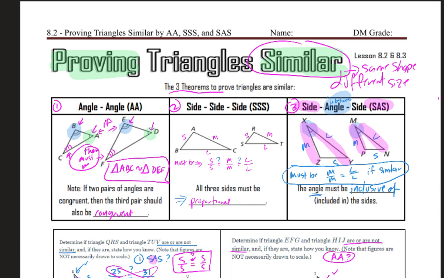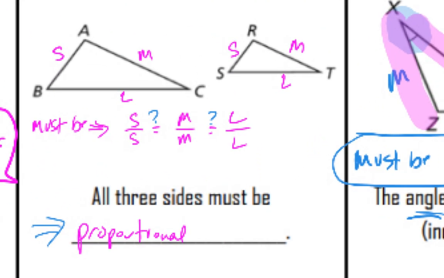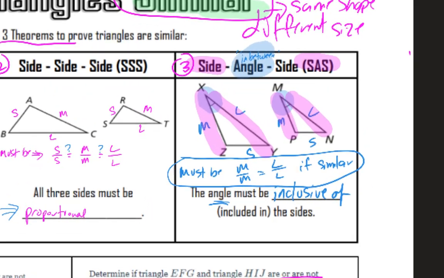AA, right, which means we know at least 2 angles are the same. And in fact, if 2 are the same, then the third has to be the same as well. So if we know 2 angles are the same on each one, we see the same arcs. Or we know that all 3 sides are proportional, right? And if they're proportional, that means we're going to set up ratios. So the short to the short has to be equal to the same ratio of medium to medium and large to large, right? Then the last one we said is side angle side.